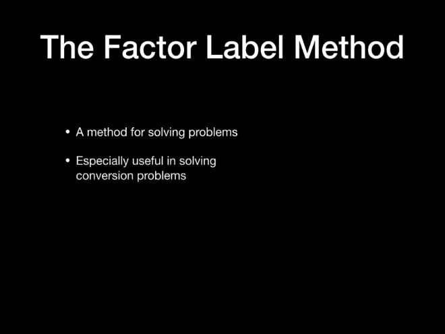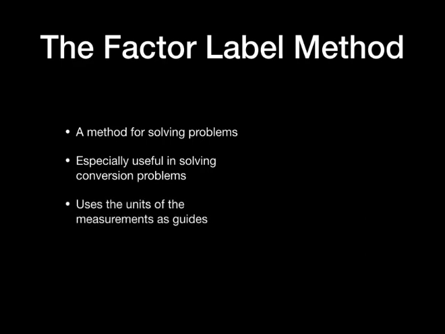Hi guys. Today we're going to talk about the factor label method, which is a really important tool that we use in chemistry a lot. The factor label method is simply a method for solving problems. There are a lot of different mathematical techniques that we use when we solve problems, but the factor label method is especially useful when we solve conversion problems.